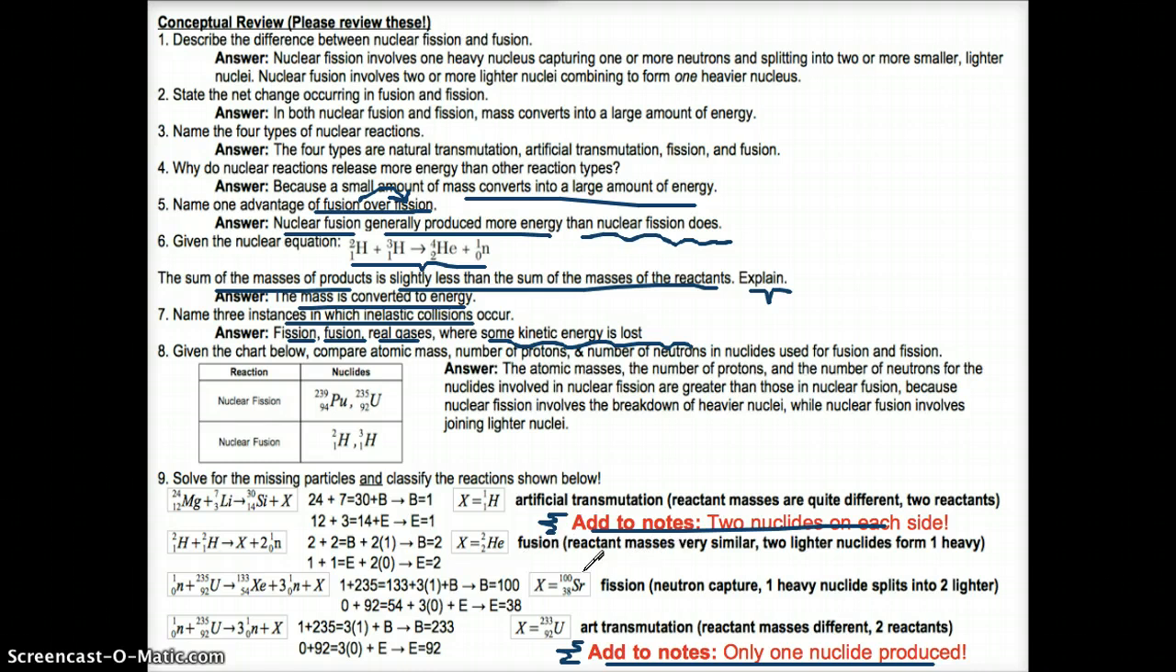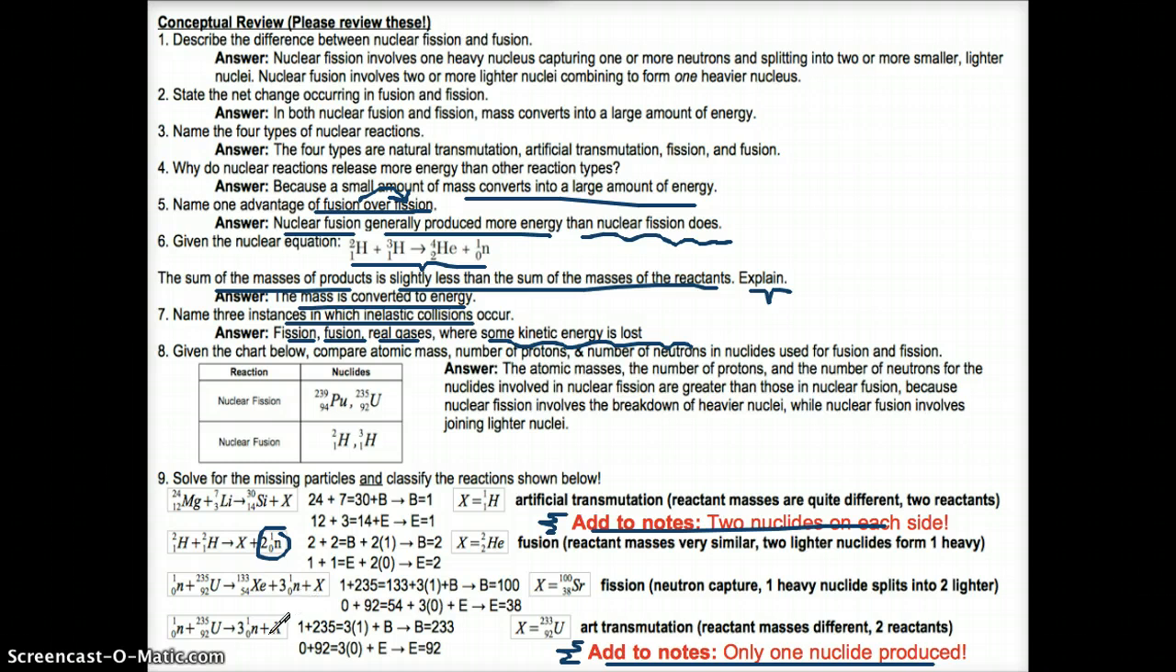All right, the second equation is fusion because two reactants very similar in mass that are lighter combine to form one nucleus, helium, and also in addition to that, you see that neutrons are released. Okay? The third is fission because one heavy nucleus, U-235, captures a neutron in the reactants, and in the products it splits into two lighter nuclei, Xe-133 and Sr-100, along with the release of three neutrons. So you know that's obviously going to be fission.